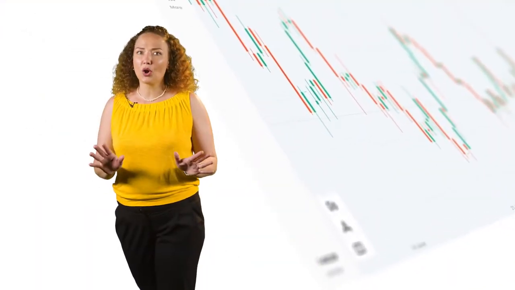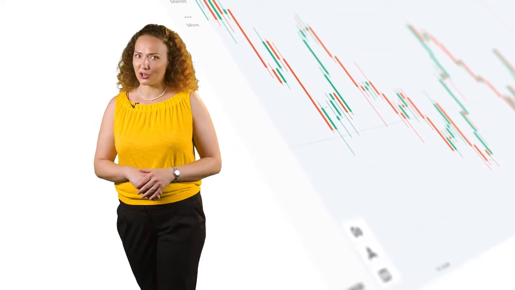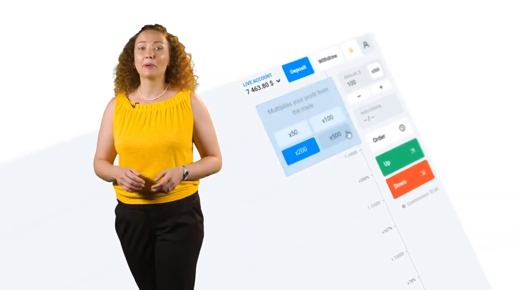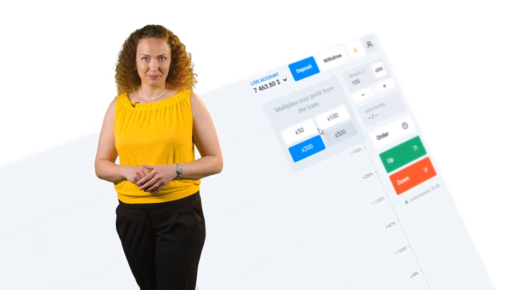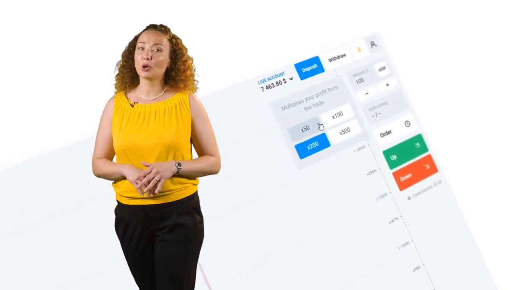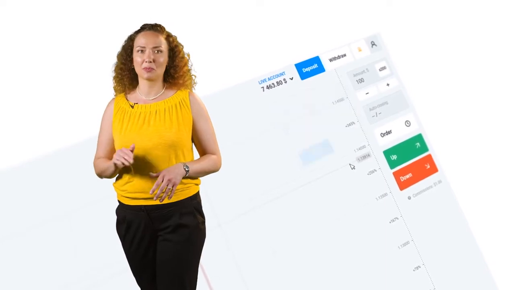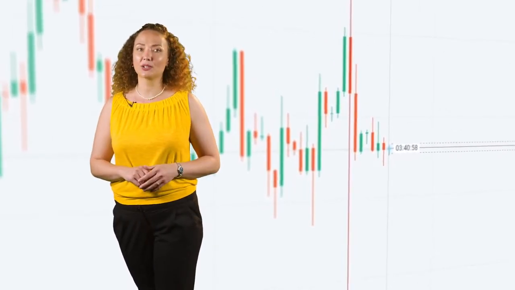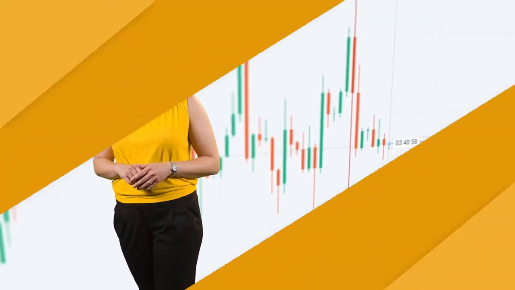This is a really awesome tool which should be used with caution. Remember, the higher the multiplier, the higher the risk, but a higher potential profit. The lower the multiplier, the lower the risk, and a lower potential profit. So if you have a good signal and you are sure about your trade, then use a higher multiplier. If you have doubt, to minimize losses, use a lower multiplier.